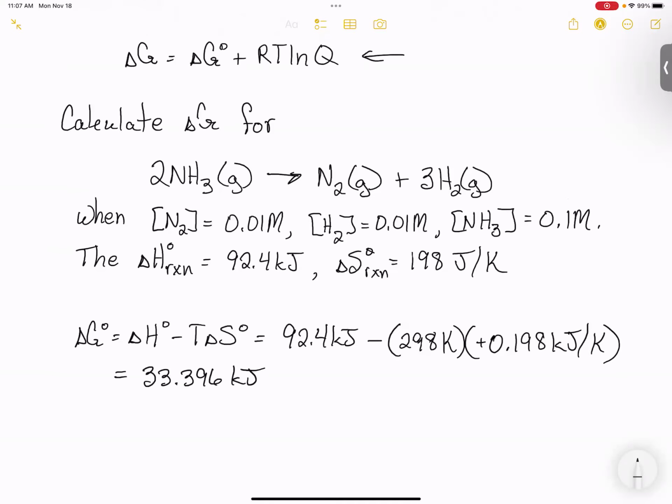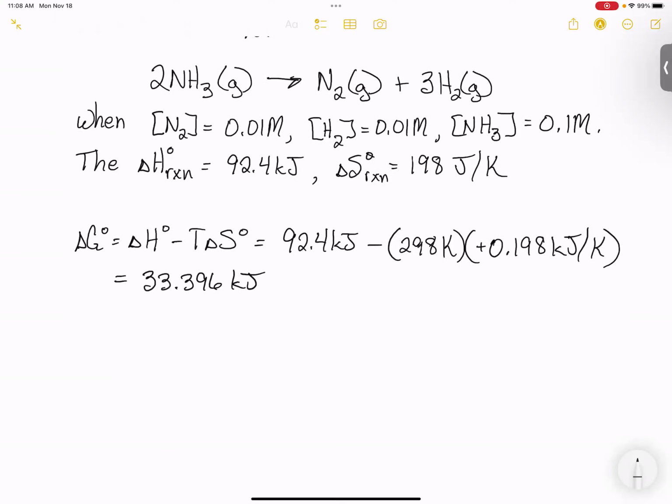Questions? Yes. 33.396. Why do you not round that to 33.4 sig figs? If I am worried about sig figs, I would be rounding it to 33.4. But I tend to keep most of my digits until the very end, even when I am trying to do significant digits.